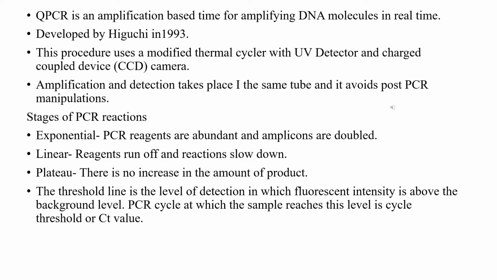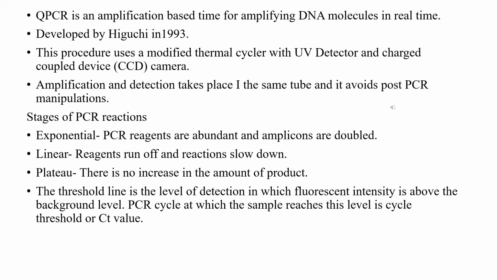There are several stages to this qPCR reaction. The first one is exponential, the second one is linear, and the third one is the plateau stage. In the exponential stage, the PCR reagents are abundant and amplicons are doubled. In the linear stage, reagents run out and the reaction slows down. In the plateau stage, there is no increase in the amount of the product. The plateau stage is limited by the amount of primers, reagents, Taq polymerase activity, and also re-annealing of product strands.